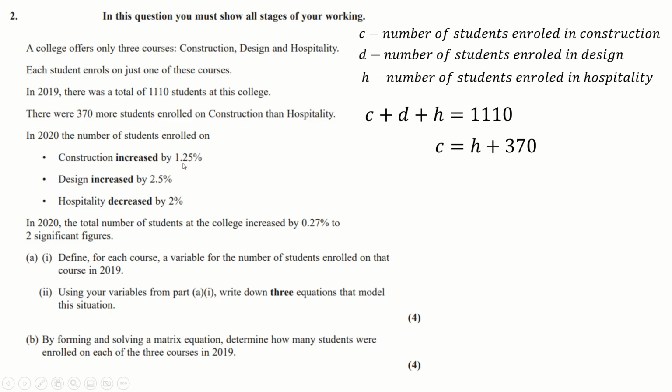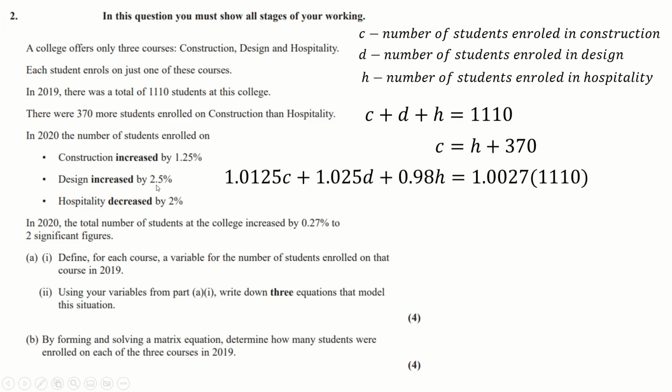And then here, decimal multipliers, this will be 1.0125 times C to get this, and then this one is 1.025, and this one is decreased, so it's 0.98. Add those all together, you get 1,110 as before, times 1.0027, which is the decimal multiplier for this, I believe. Divide by 1,000, then yeah, sure, okay.